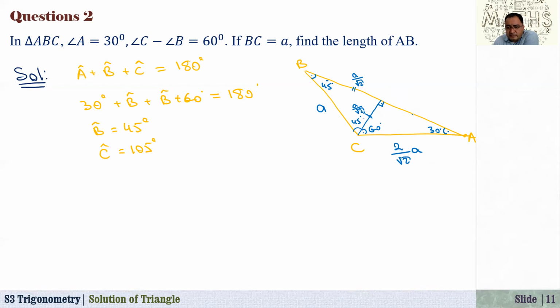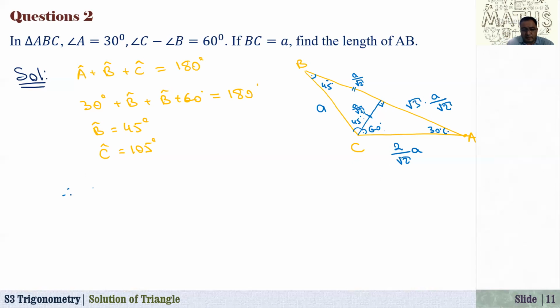The opposite side, the side faced by the angle 60 degrees, will be square root of 3 times this angle. That is A over square root of 2. Okay, this is the 30-60 degree relationship in the right angle triangle. Now we need to find BC.